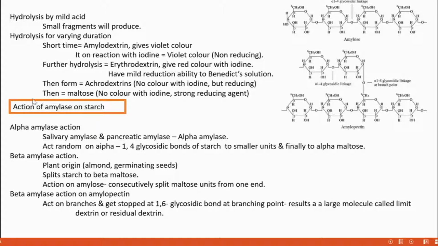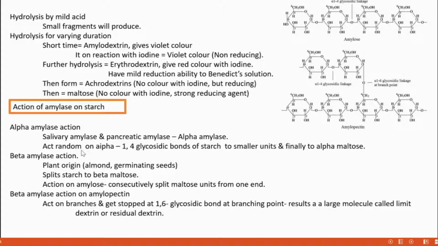Alpha amylase, how does it act? Salivary amylase and pancreatic amylase are two enzymes. One is produced from saliva, and another is produced from pancreatic juice. They are all alpha amylase. Alpha amylase means the carbon involved in the bond has the alpha configuration. That's why it is called alpha amylase.